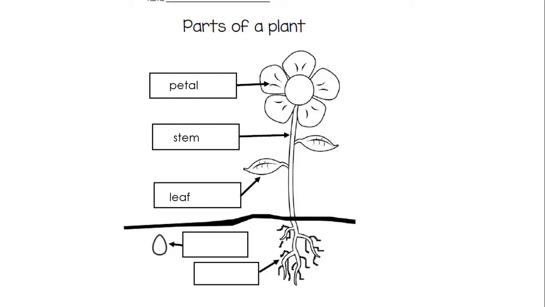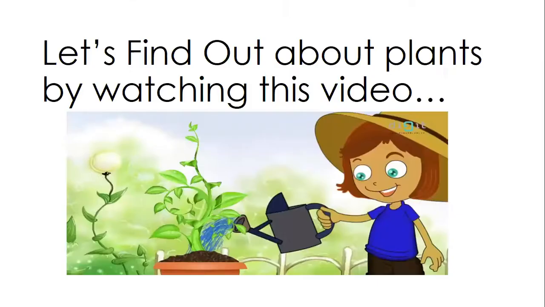Another part is the leaf. In this picture, there are only 2 leaves, but some flowers can have many leaves. Another important part is the seed, and that's where it all begins. The seed is planted underground. Remember we learned that? Some of you were sending me pictures of you actually planting a seed and watering it. It was great. Keep sending those. Another part is the roots, and they have a special job to do underground. You can't really see what they're doing because their work is under the ground, but it's a very important part. Let's find out about plants by watching this video from our Let's Find Out magazine.